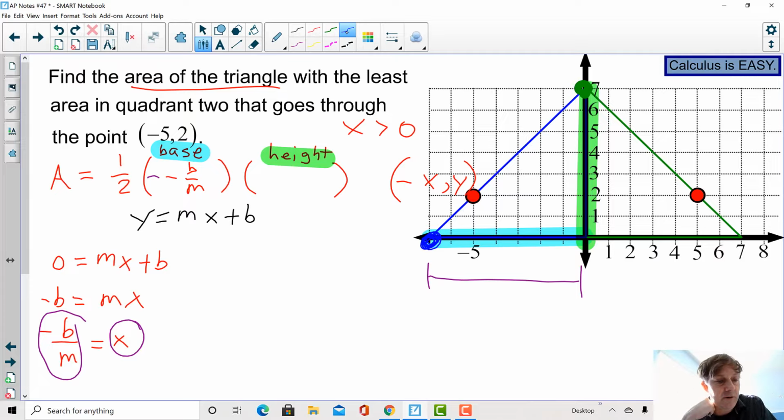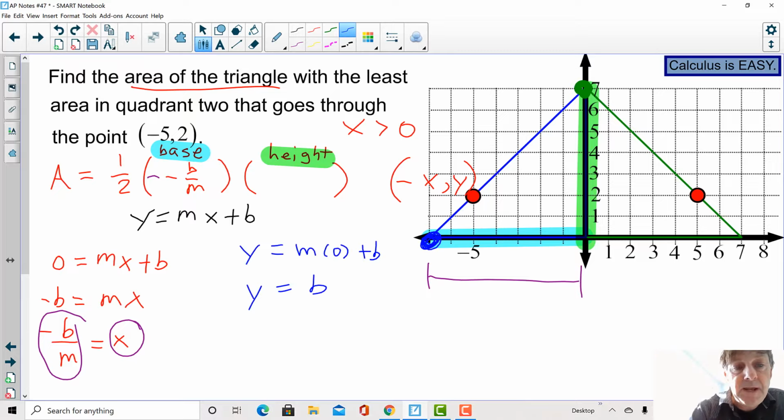And that's the only thing that we're going to do differently than we would if the triangle was on the right side in quadrant 1. Everything else will be the same. To get the y-intercept, you plug a 0 for x. So our y-intercept is going to be b.